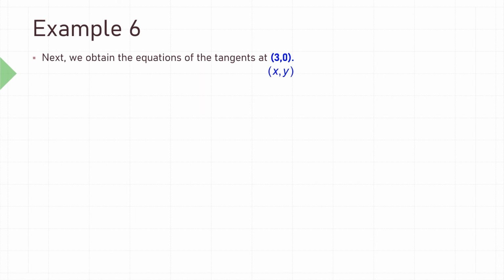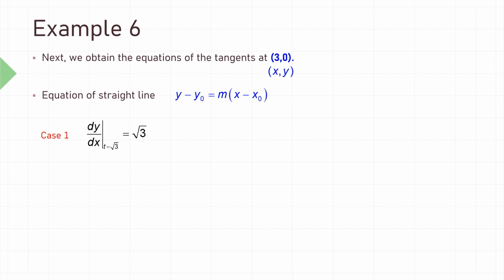We have to find the equations of the tangent at (3, 0). I just need you to recall what the tangent is. The tangent is a straight line. Therefore, we have the equation of a straight line given by this. So, for case 1, we know that the slope at t equal to root 3 is given by root 3. Therefore, we can substitute inside this formula. How do I get y0 and x0 from this value? x0 is 3 and y0 is 0. So we get y minus 0 equal to root 3, where m is the gradient, times x minus 3, where 3 is the x0.